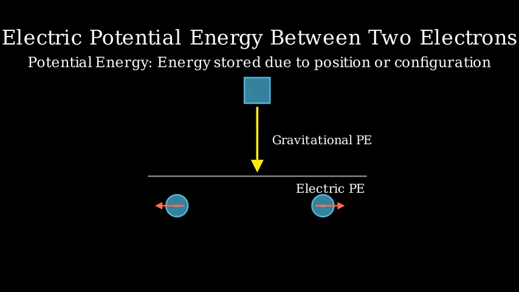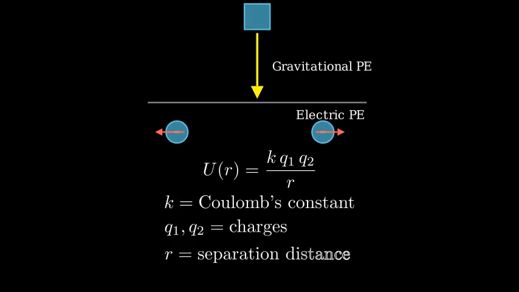Now, let's look at the formula for the electric potential energy between two charged particles. The potential energy U as a function of separation distance is given by U(R) = k·q1·q2 / R, where k is Coulomb's constant, q1 and q2 are the charges of the particles, and R is the distance between them.